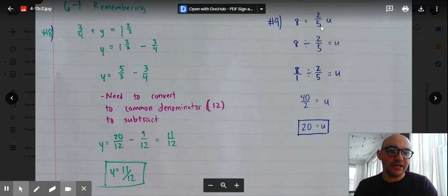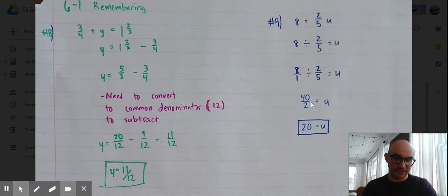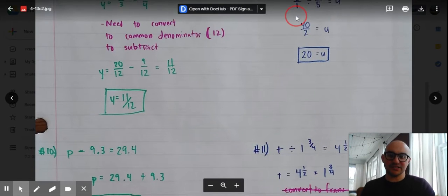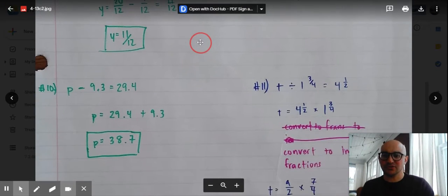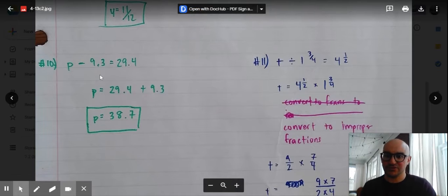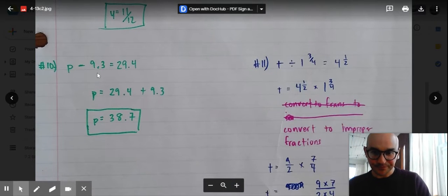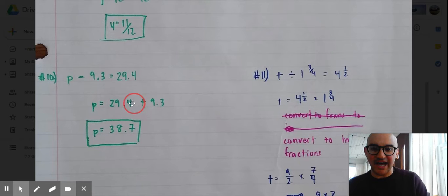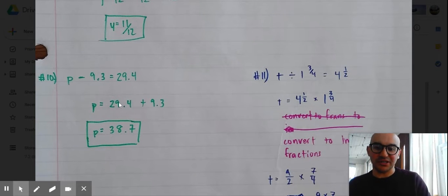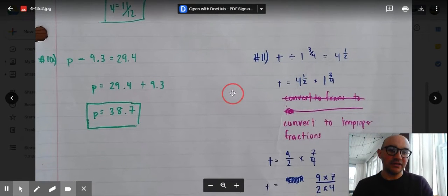Number 9, pardon me, 2/5 is multiplied by u. I need to divide by 2/5 to find out the value of u, and so you can see my process there. I won't spend a lot of time on these because this is definitely review, and also because these videos have to be short and there's a lot to work through. So p minus 9.3. Again, inverse operations. Right now it's subtracting 9.3. That means on my next line I need to add 9.3 to find out what p equals, and you can see there, add them together, they equal 38.7.